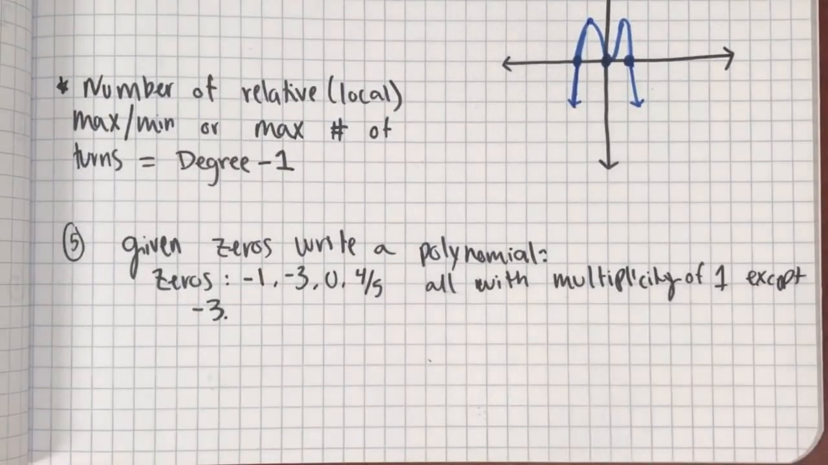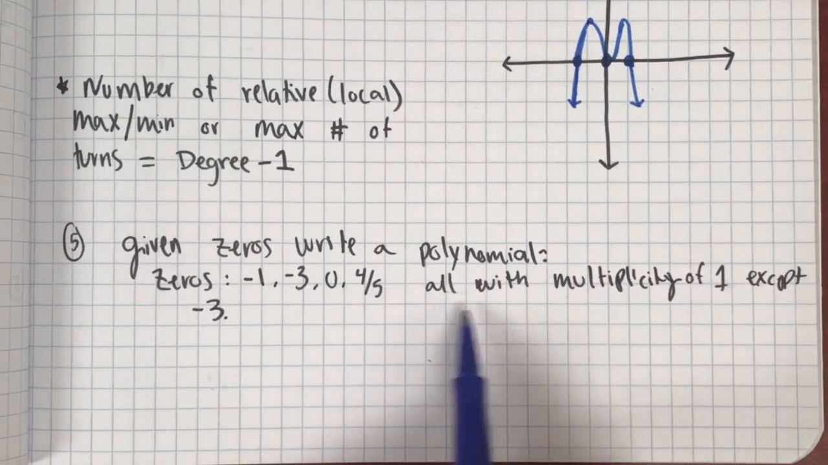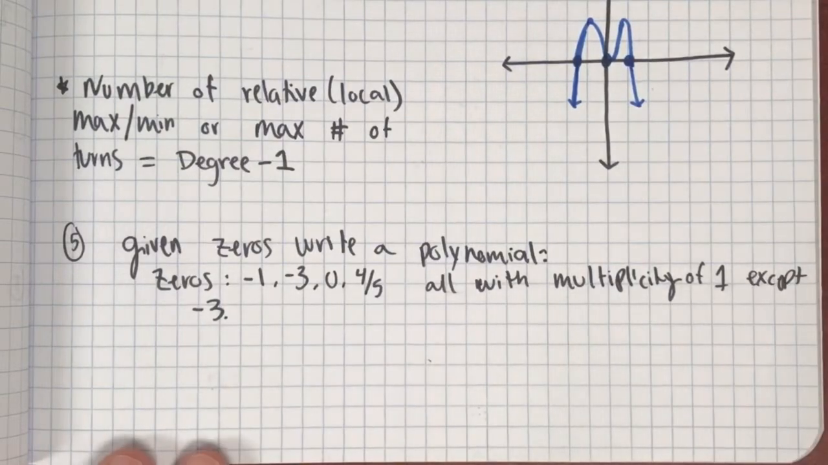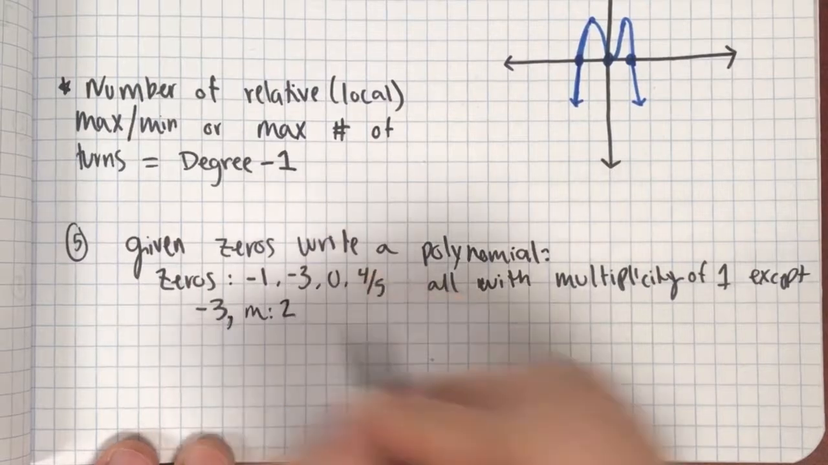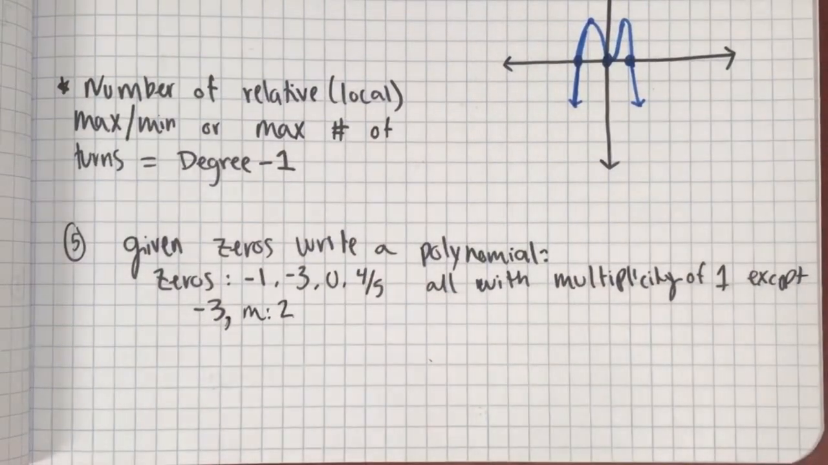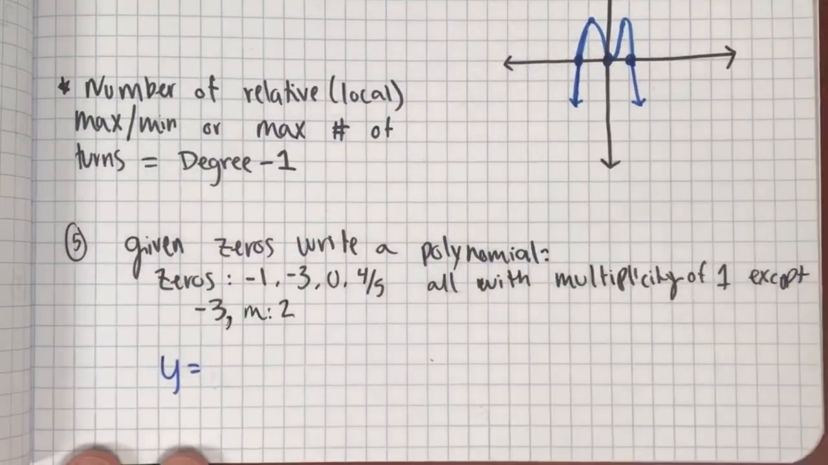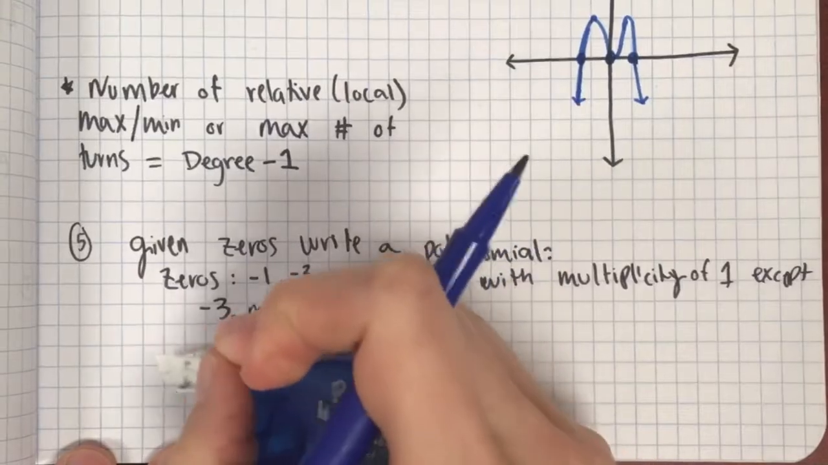All right, for our last problem, given our zeros, we want to write a polynomial. It says all with a multiplicity of 1 except for negative 3. Let's say negative 3 with a multiplicity of 2. So the easiest way to write this, you can say y equals, let's change this to p of x for a polynomial.